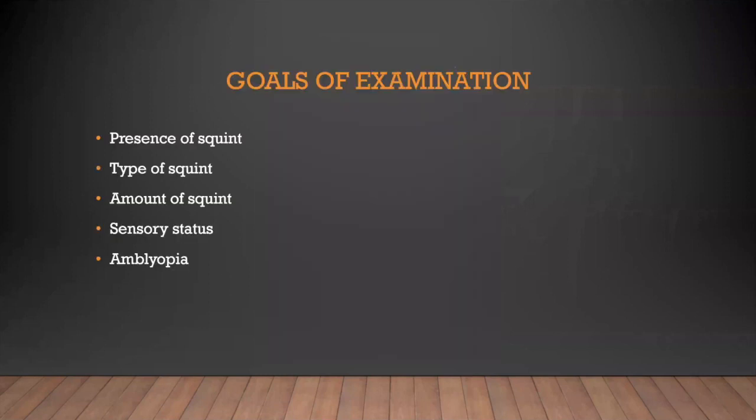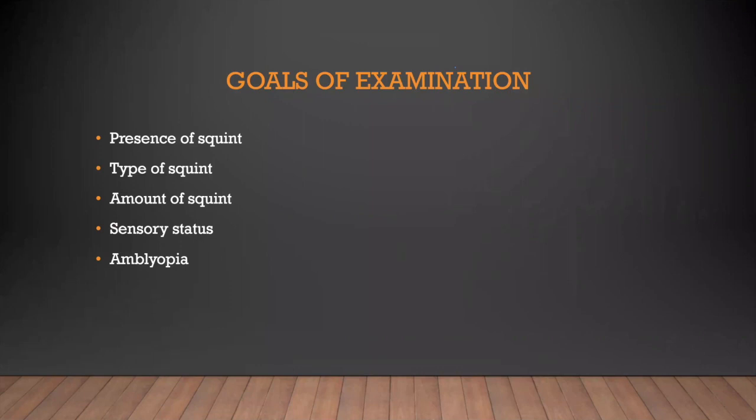So what is going to be the goal of any squint examination that we do? We want to firstly establish whether there is a squint or there is no squint. Often you may feel that a child or an adult has squint, but they may not. Or you will have a parent who brings a child to you saying that I feel my child's eye is deviated inwards. Whether it is a true squint or a pseudo squint is what we first need to distinguish. If there is a squint, you want to know what type of squint.